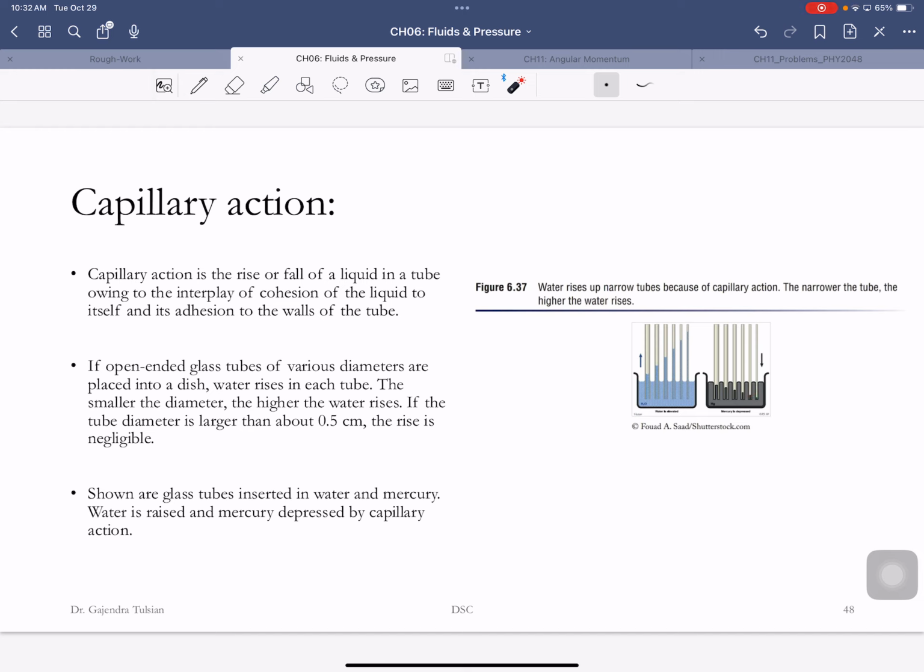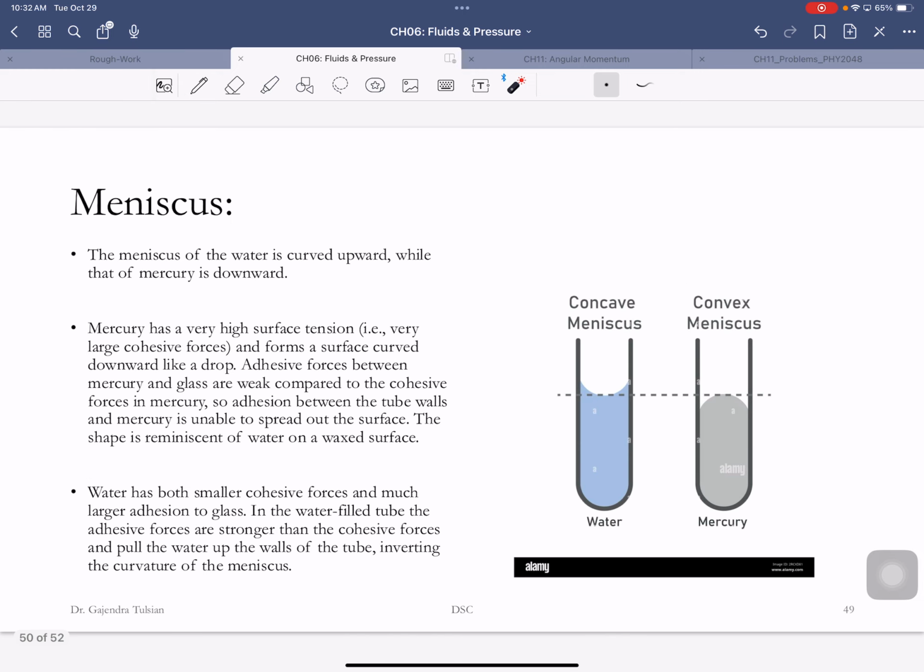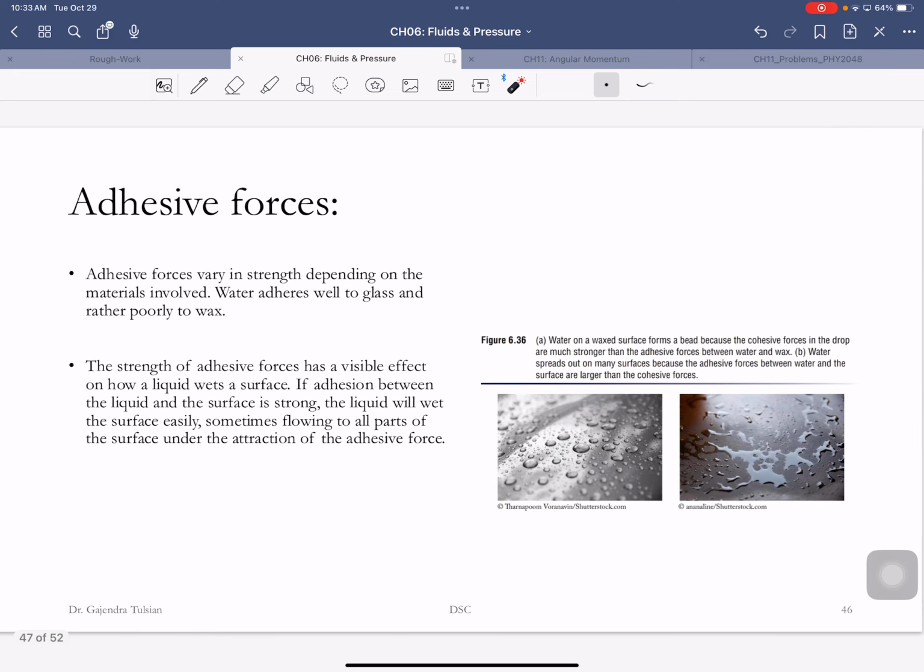Because the adhesive force is greater, in the capillary, water rises, and in a capillary, the mercury is depressed because cohesive forces are greater. In water, the water rises because the meniscus is like that, and for mercury, the meniscus is like this, pulling down the mercury. That's the kind of stuff we'll talk about.